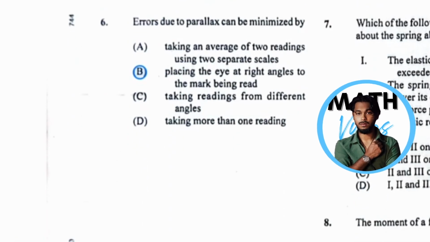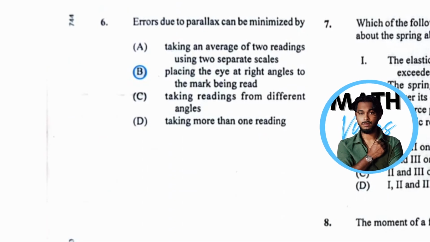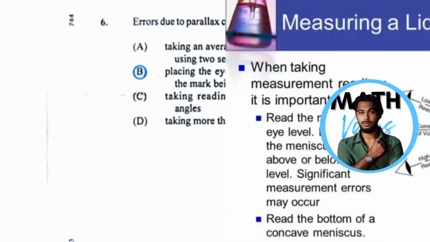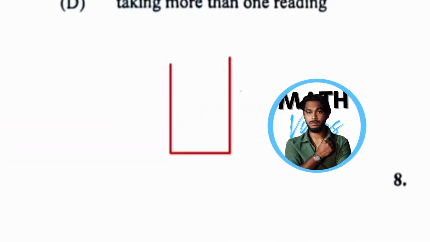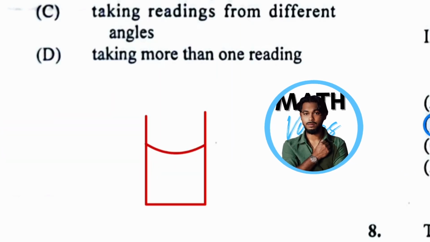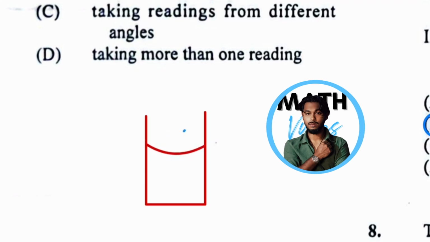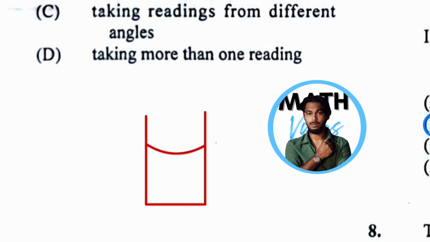Question 6. Errors due to parallax can be minimized by B, placing the eye at right angles to the mark being read. Let me show you what I mean. So let's just say you were trying to take this reading over here. Obviously this reading will have to be taken at the base of the meniscus. Now, when I'm taking this reading, I'm not going to take the reading from this point.